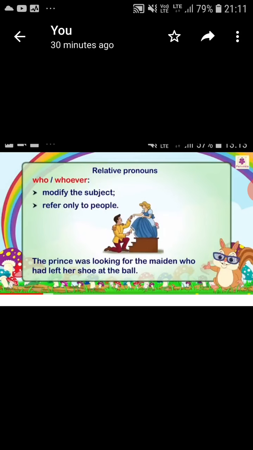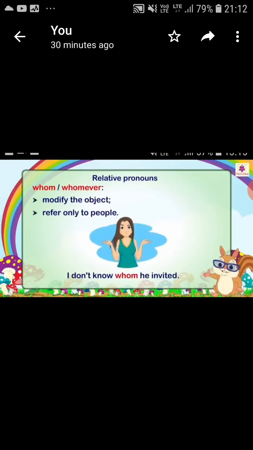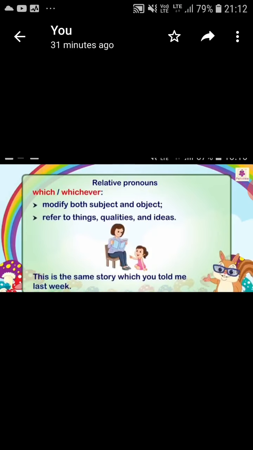Now who and whoever modify the subject and refer only to people. An example is given here: the prince who was looking for the maiden who had left her shoe at the ball. And whom or whomever is used to modify the object and refers only to people. An example is given here: I don't know whom he invited. And which and whichever modify both subject and object and refer to things, qualities and ideas. An example is given here: this is the same story which you told me last week.